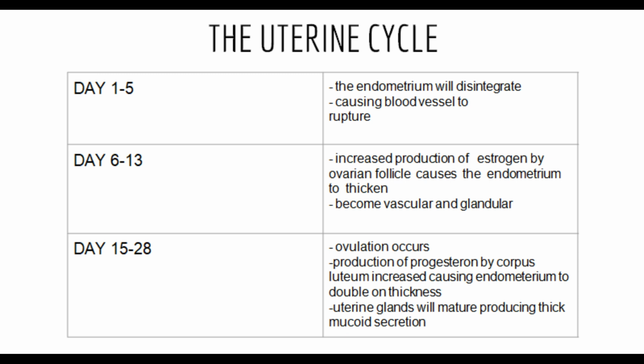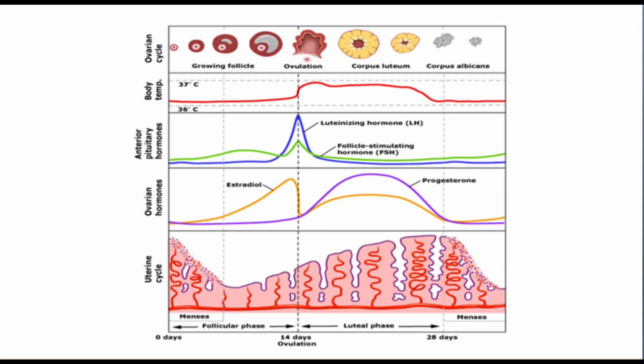This is the diagram of the uterine cycle. As you can see here, below is the menstrual phase, which is from day 1 until day 5. From day 6 until day 13 is the proliferative phase. And the last one will be the secretory phase, which is from day 14 until day 28.